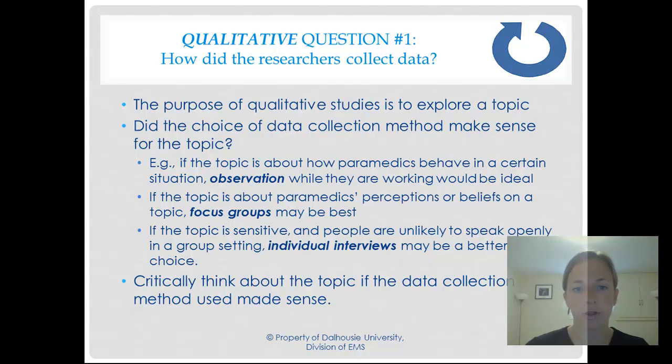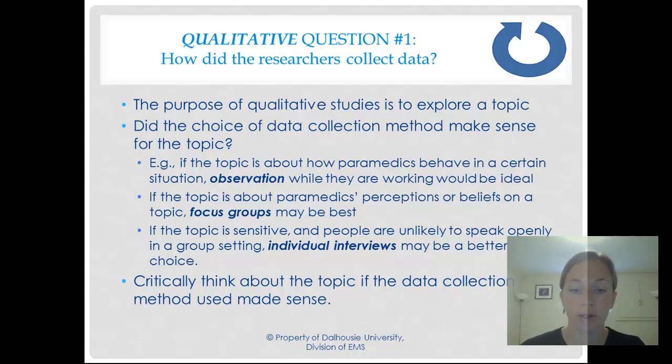So as we mentioned earlier, the purpose of a qualitative study is to explore a topic. You want to ask yourself, did the choice of data collection make sense for the topic that they were exploring, that they were studying? So if the topic is about how paramedics behave in a certain situation, it would be more appropriate for the researchers to observe the paramedics at work or in the patient-paramedic relationship or something like that. However, if the topic is more about paramedics' perceptions or their beliefs about a topic, it may be better to use focus groups instead of observation or instead of looking through documents.